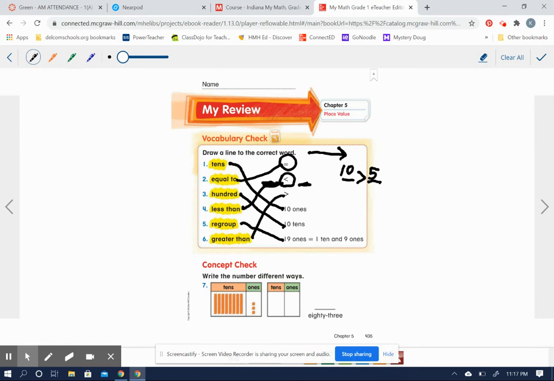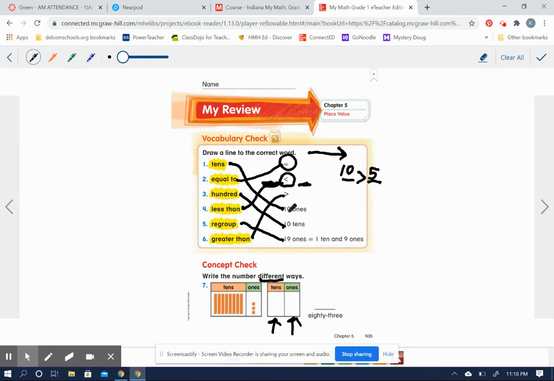All right. Number 7 here. Write the number different ways. Now, when we had our practice sheet like this, I had a few students in my class that tried to draw these models again. Well, that wouldn't be different ways to show the number. That would be the same. So they've used the models. They want numbers right here.